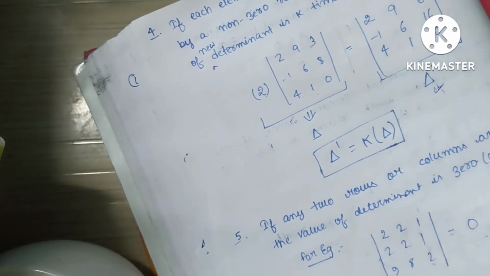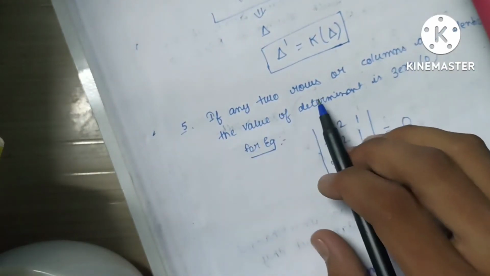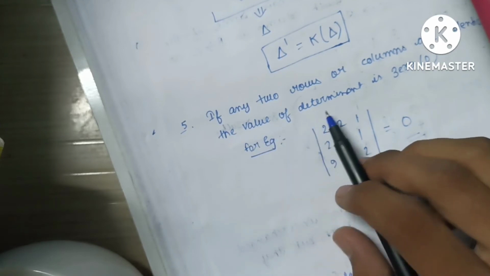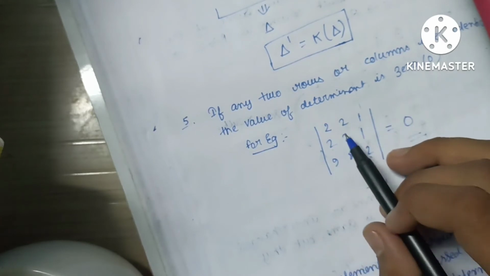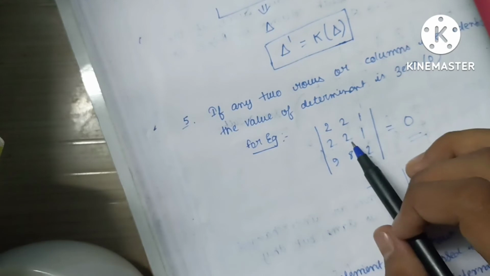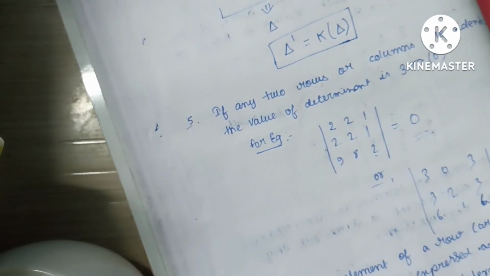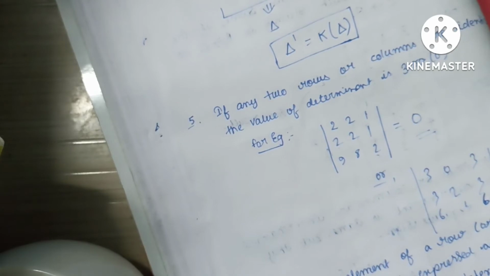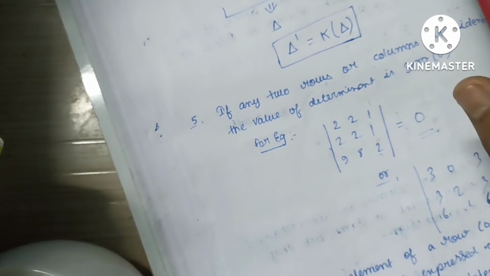So let us move to the fifth property of the determinant. It is an easy property. If any two rows or columns are identical, then the value of the determinant is 0. Here two rows are similar, so the determinant is 0. Here 2 2 1, 2 2 1, this means two rows are common, that is why the answer is 0. If you find any question where any two rows or any two columns are similar, all the elements being similar, then the answer is 0. It is a very simple property of determinant. It is the fifth property of determinant.